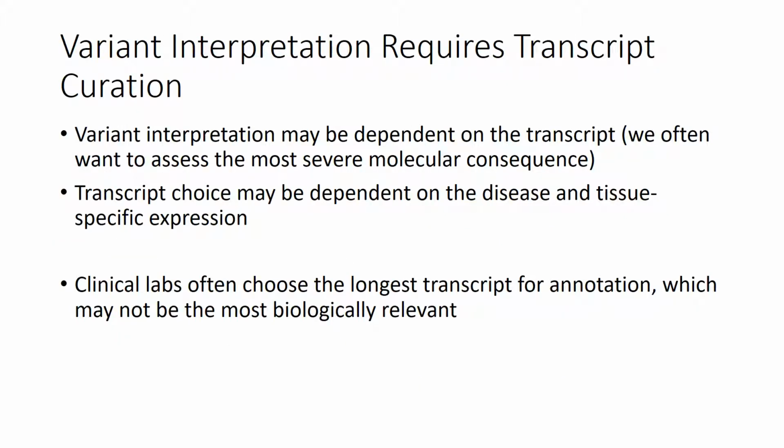Transcript curation is critical for variant interpretation because transcript choice could alter the molecular consequence of the variant, and I will provide examples of this. Clinical labs often choose the most severe molecular consequence for interpretation, which may not be the most biologically relevant. Transcript choice can vary depending on the disease being evaluated and the tissue expression profile of the transcripts. Clinical labs also often choose the longest transcript for variant annotation, which may not be the most biologically relevant choice, depending on tissue distribution of the transcripts.